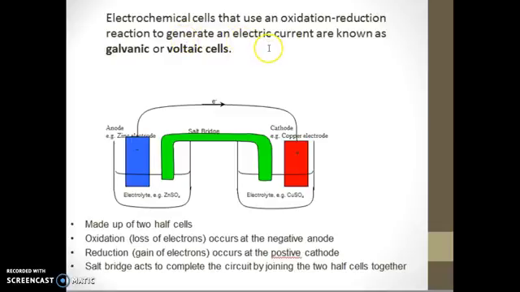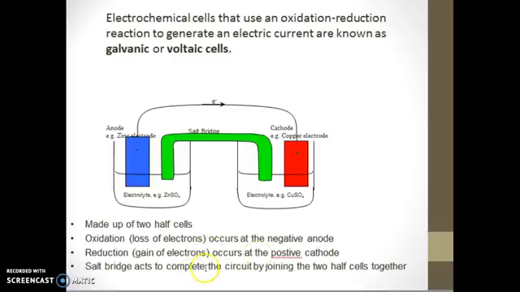Next, let us take a simple example. Electrochemical cells that use an oxidation reduction reaction to generate an electric current are known as galvanic cells or voltaic cells. It is made up of two half cells: zinc sulfate with zinc electrode, and copper sulfate with copper electrode. Oxidation, loss of electrons, occurs at the negative electrode.